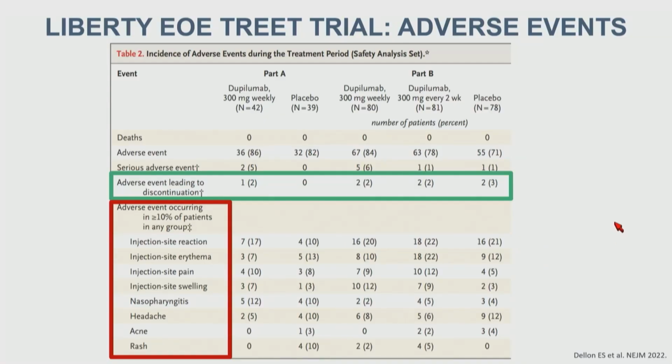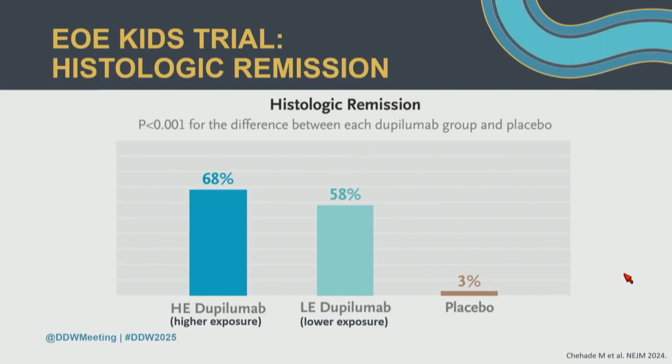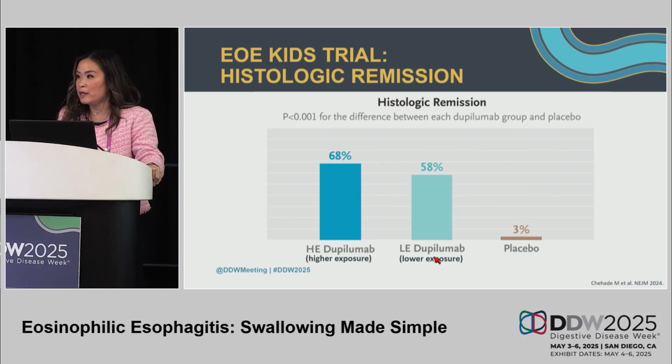In terms of adverse events, the green box shows that very few adverse events led to discontinuation of the medication, and the most common adverse event was injection site reactions. All the injection site reactions were noted to be mild to moderate in intensity, and none of the serious ones led to permanent discontinuation of the drug. The EOE Kids trial was subsequently done looking at high exposure to dupilumab versus low exposure to dupilumab, and found that histologic remission was seen in 58 to 68% of patients on dupilumab versus 3% on placebo.